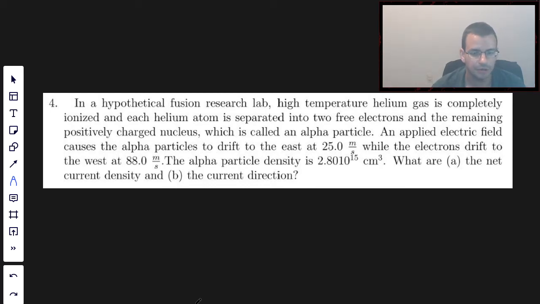The alpha particle density is 2.8 times 10 to the 15th per cubic centimeter. So we're going to have to convert that over to meters probably. What are the net current density and the current direction?